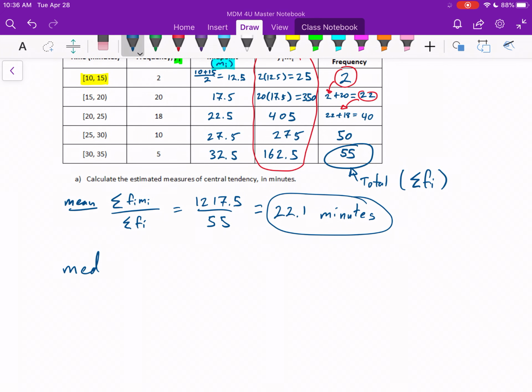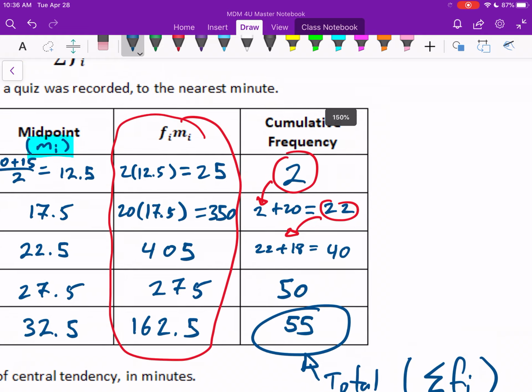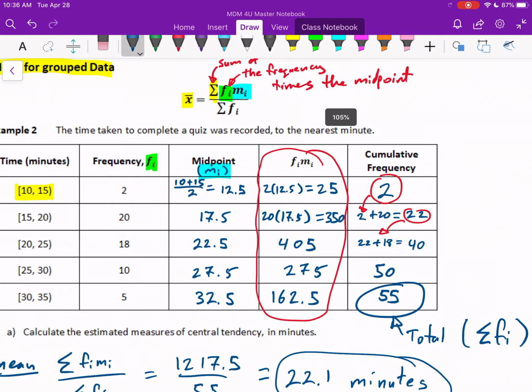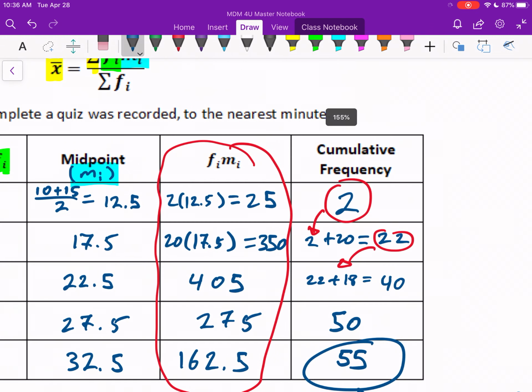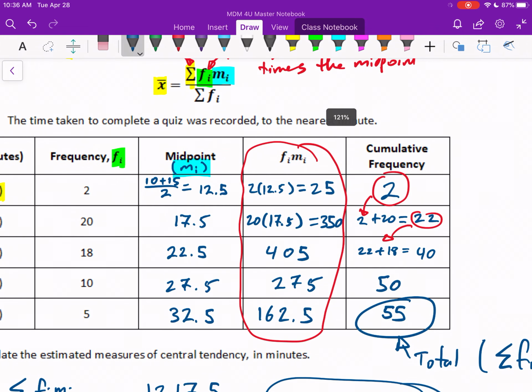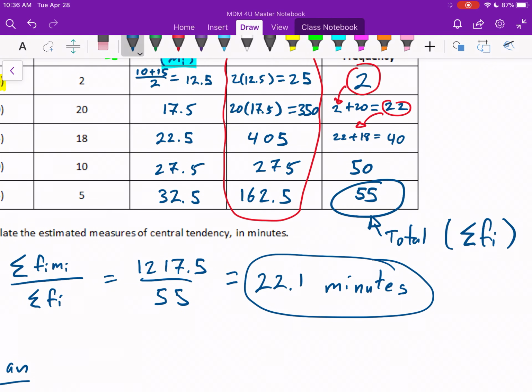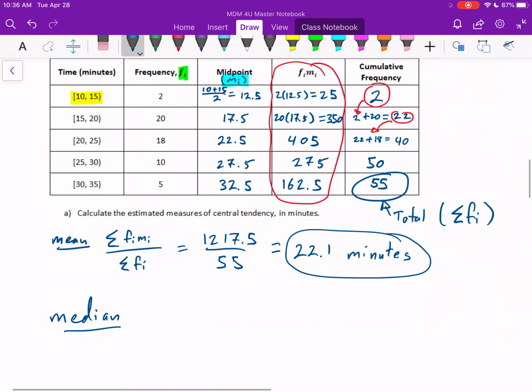To get the median, we want the middle number. There's 55 pieces of data. I don't have the individual pieces of data, but I could assume the midpoints are the individual ones. So I could write out 25 twice, 17.5 20 times because the frequency there is 20, 22.5 18 times and so on. But that's not really necessary. I just need to find which interval the median is going to fall in and then take that midpoint.